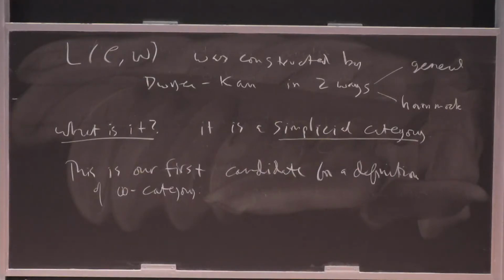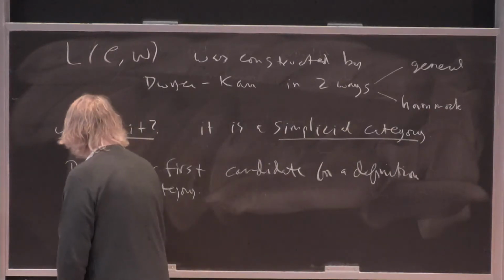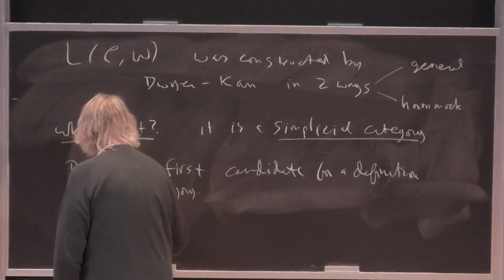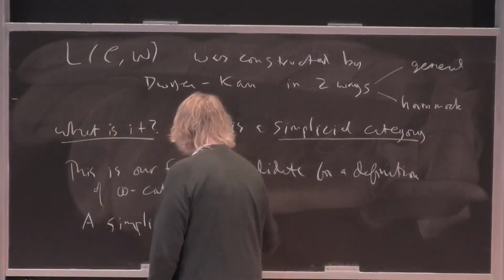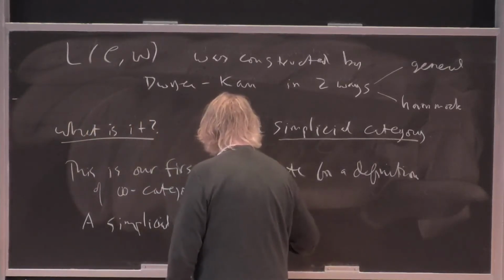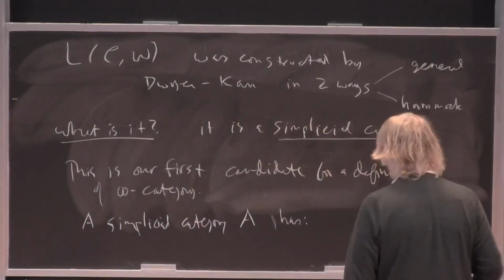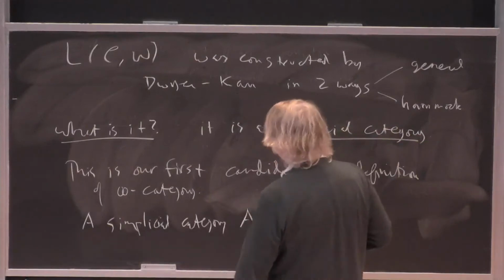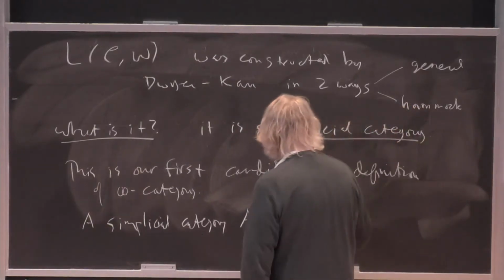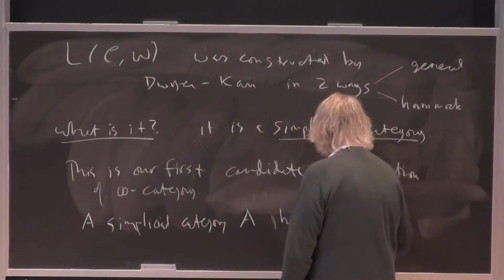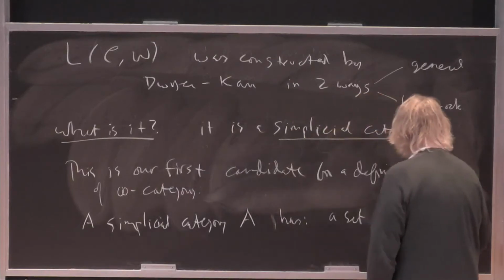So what's a simplicial category? A simplicial category, let's call it A, has, I seem to always run down to just half a line above the bottom of the board. But a simplicial category has a set of objects, which we'll call ob-A.